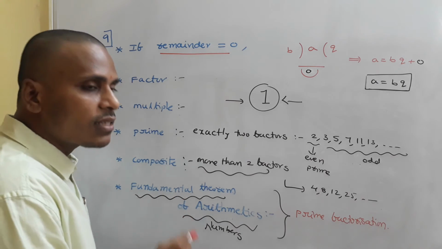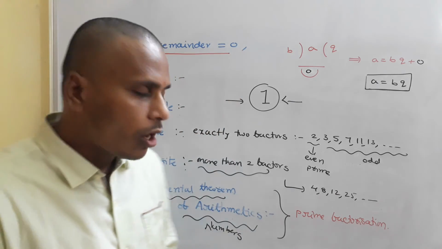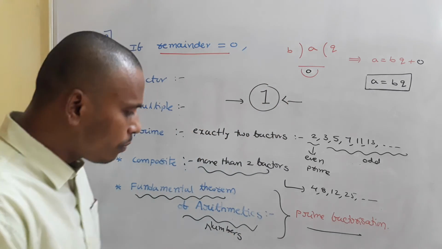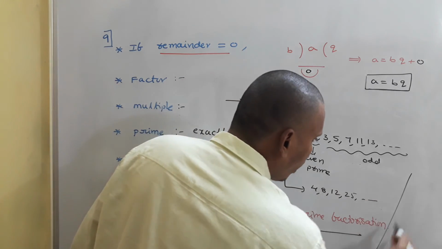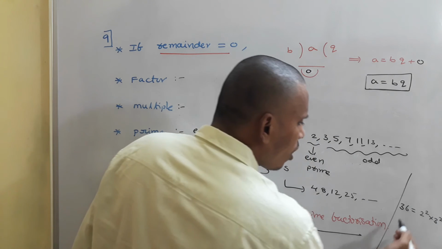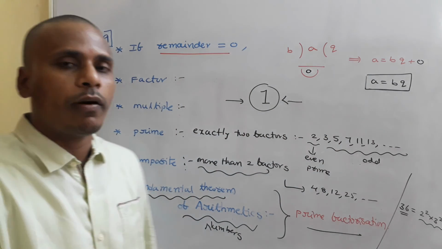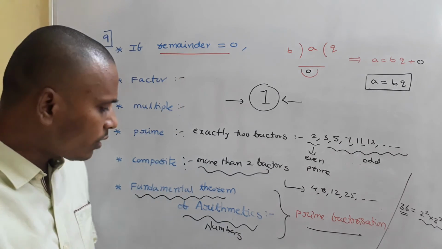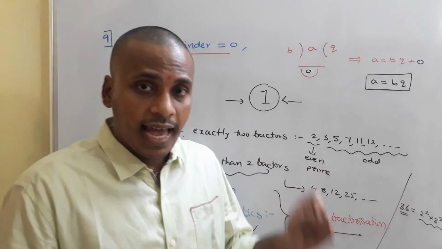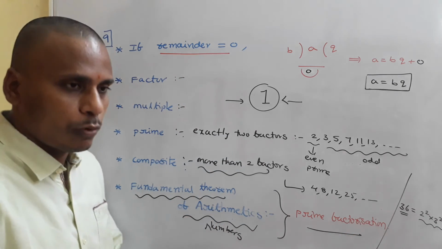What does it say? It says that every composite number can be expressed as a product of primes. Okay. See, you just take any number. Since you are all familiar with this prime factorization, that prime factorization is simply fundamental theorem of arithmetics. For suppose if you take a number like 36, this can be expressed as 2 square into 3 square, right? So 36 is a composite number, and we are expressing that number as product of powers of primes. Okay. So fundamental theorem of arithmetics is simply every composite number can be expressed as product of powers of primes. Okay. So it happens for every composite number, right?